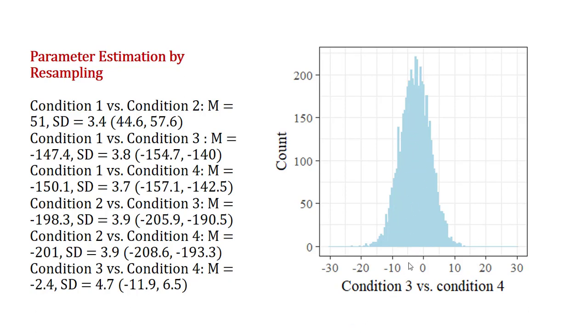This is an example, the distribution of condition 3 versus condition 4, and here are the other comparisons, the summaries of the distributions, the sampling distributions generated by resampling.